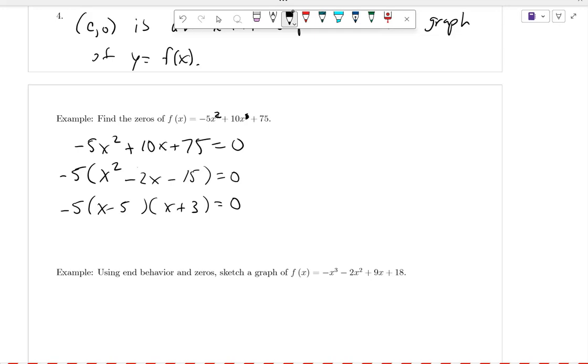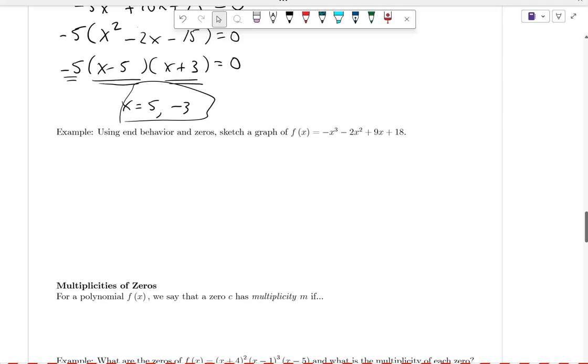And now again, to find your zeros, to find your roots, find your solutions, I would set each piece equal to 0. Can that be 0? Can negative 5 equal 0? No. Okay, so that one doesn't give you anything. When is this one equal to 0? At 5, good, right? x equals 5. This one will be negative 3, good. If you need to, write x minus 5 equals 0 and add your 5. Write x plus 3 equals 0 and subtract your 3. All right, so these would be your zeros.